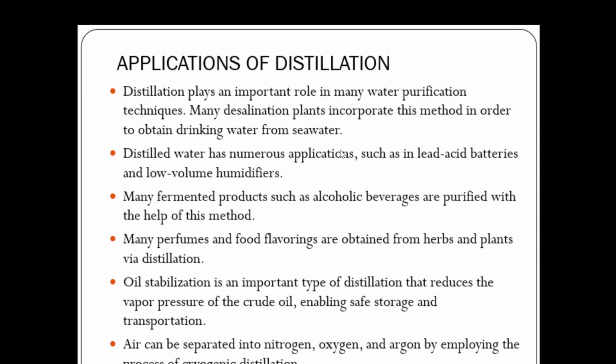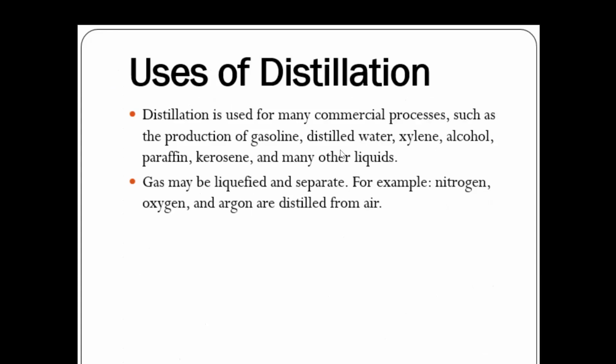Oil stabilization is an important type of distillation that reduces the vapor pressure of crude oil, enabling safe storage and transportation. Air can be separated into nitrogen and other components, so you can also use it for separating air into individual components. Distillation is used in many commercial processes such as production of gasoline, distilled water, xylene, alcohol, paraffin, kerosene, and many other liquids. So it is the application of this. Gas may be liquefied and separated, for example nitrogen, oxygen, and argon distilled from air. So it is a simple distillation.